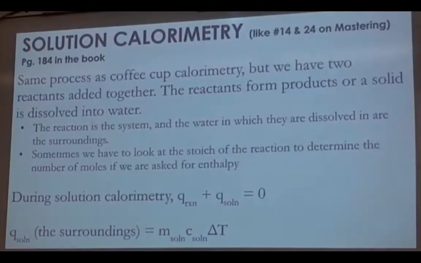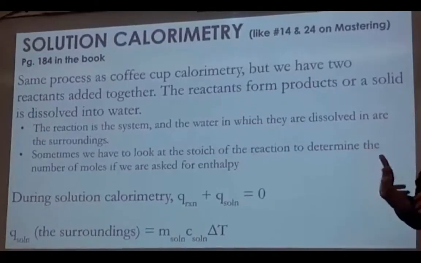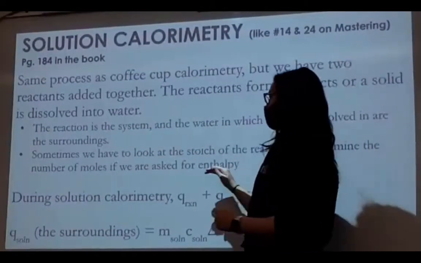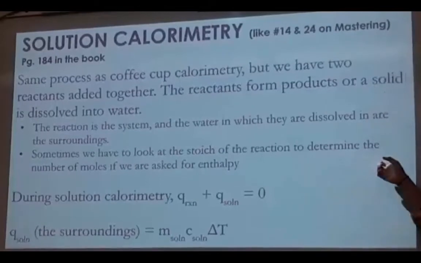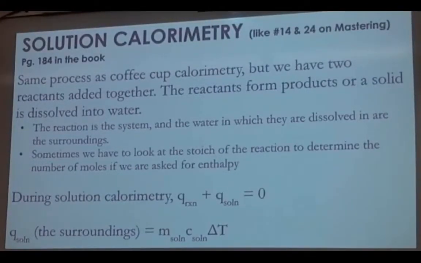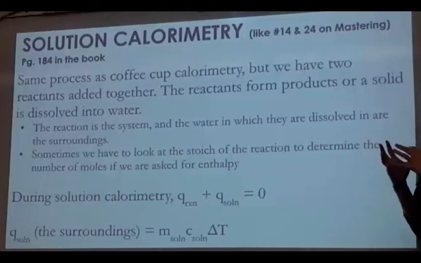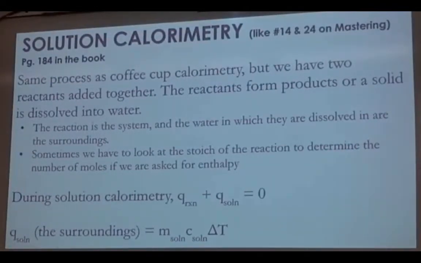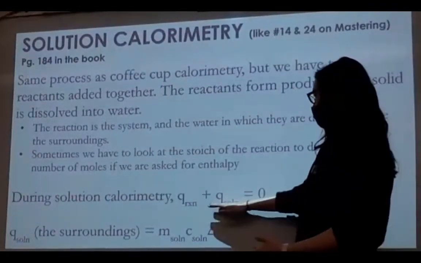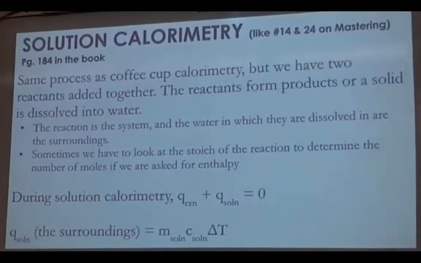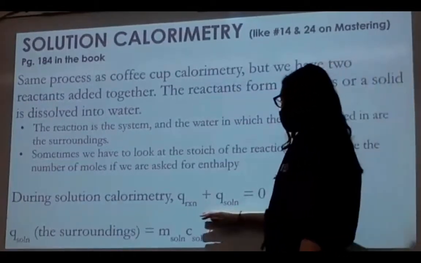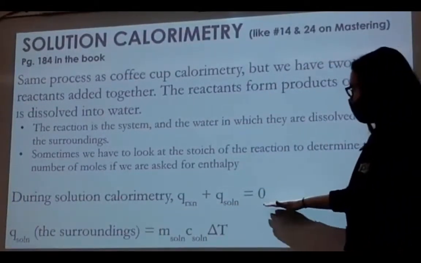When we're calculating delta H, a lot of times it's going to say calculate the heat of reaction, or delta H reaction, per mole of something. So we have to make sure that we're paying attention to the number of moles, or we might have to calculate the number of moles in the reaction in order to actually find delta H. Remember, Q is what we calculate using the first law of thermodynamics, but then to get delta H, we have to divide by moles. So during solution calorimetry, notice the setup is still the same.